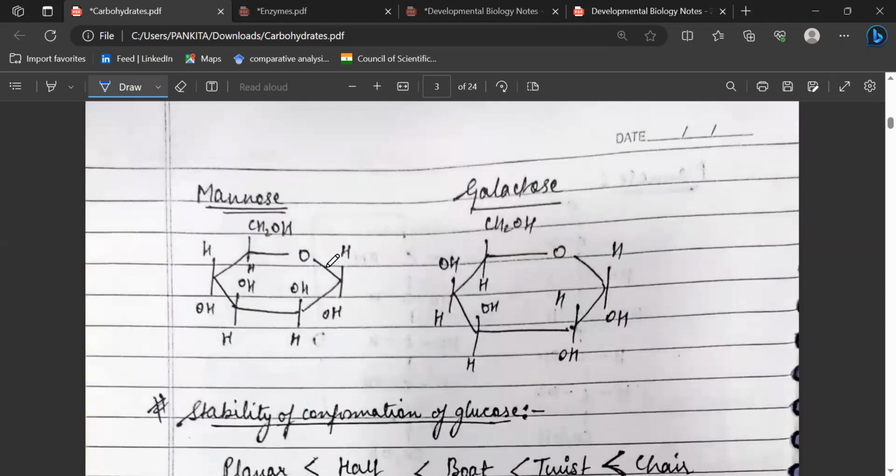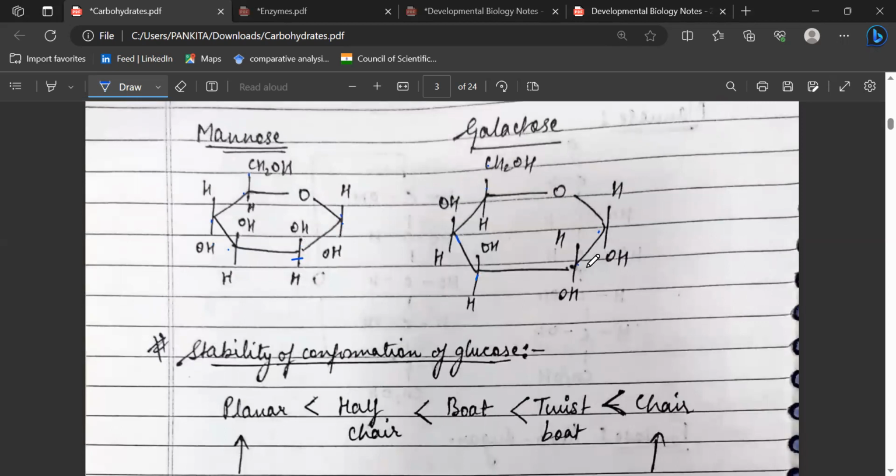Moving on to the ring structure of mannose, we can observe over here 6 carbons, 1, 2, 3, 4, 5, 6. And similarly for galactose, we have 1, 2, 3, 4, 5, 6. These are the ring structures of mannose and galactose.